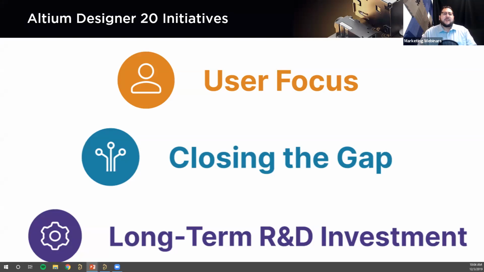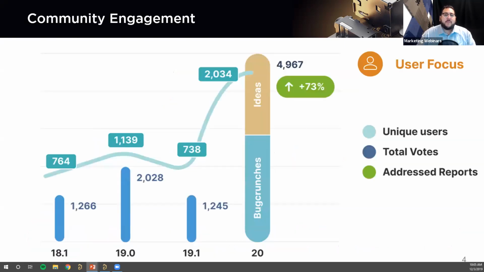So the 3 main initiatives that make Altium Designer 20 very special. This is the culmination of 3 distinct initiatives: user focus, closing the gap, and long-term R&D investment. This is the first time that all 3 of these initiatives are coming together and intersecting, right? This is really, really special, right? We've been working on all of these things independently, but this is the first time that everything is working together at the same time. That's good. I'm seeing questions coming in already. Keep them coming.